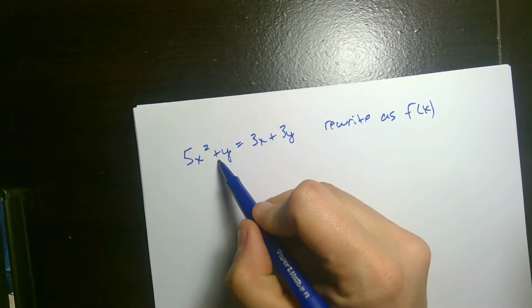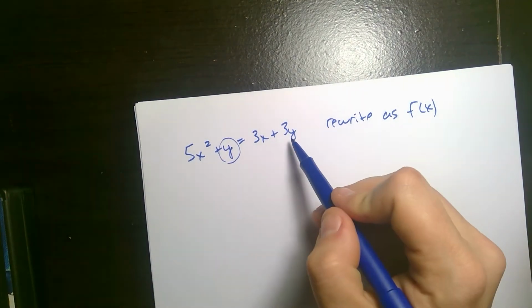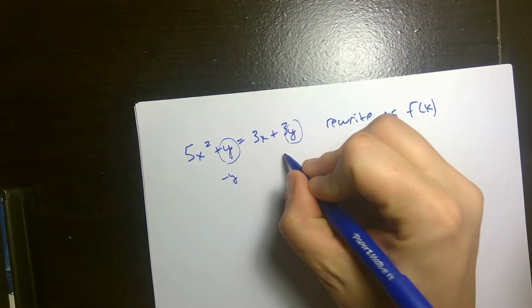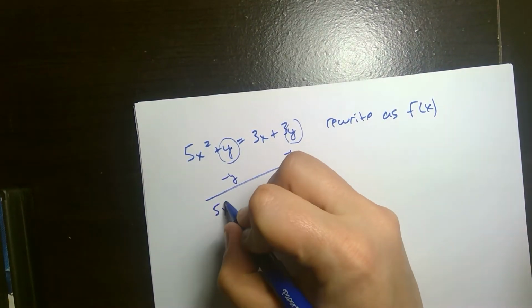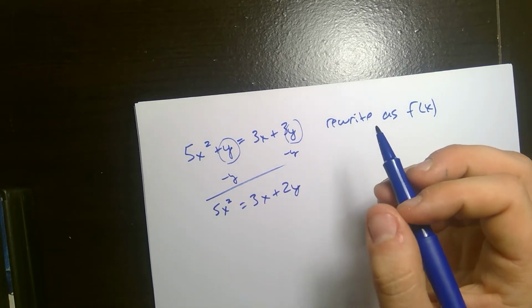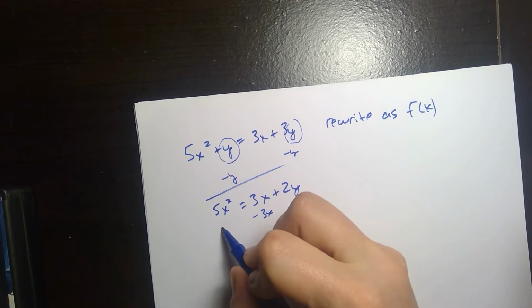Well, again, what I need to do is get this y all by itself. Get these y's together and get the y all by itself, and then replace the y with f of x. So the first thing I'm going to do is subtract y from both sides. That gives me 5x squared equals 3x plus 2y. And then I will subtract 3x from both sides.